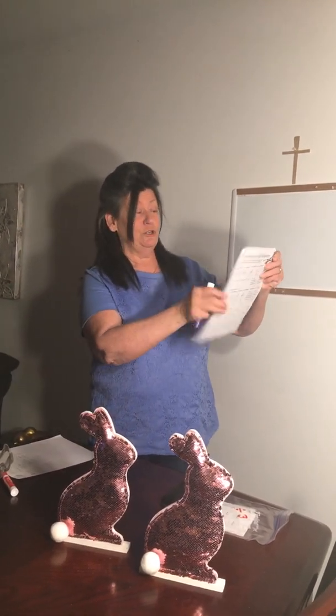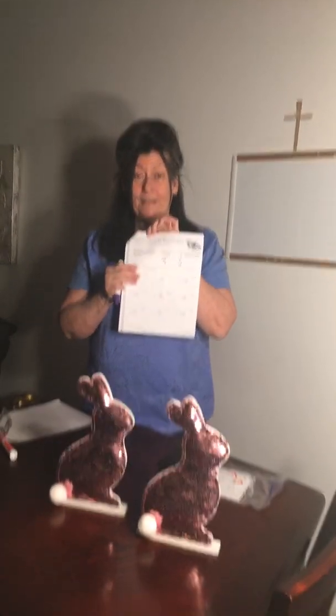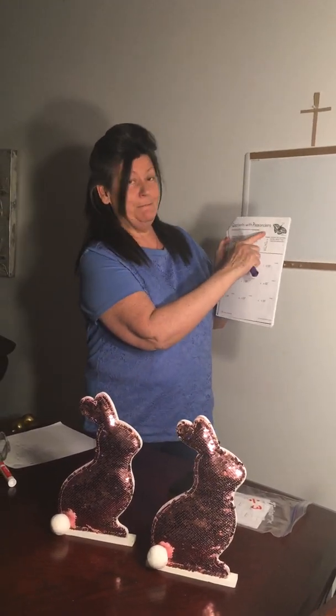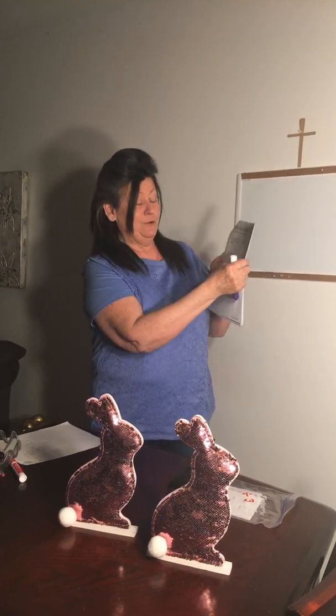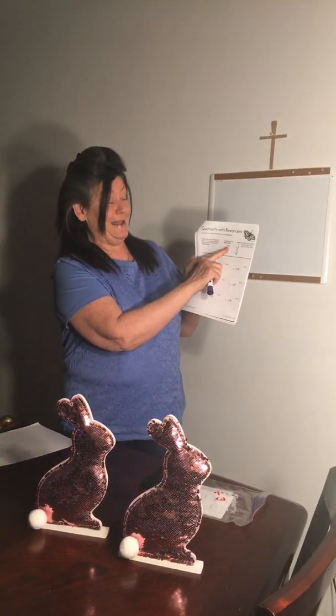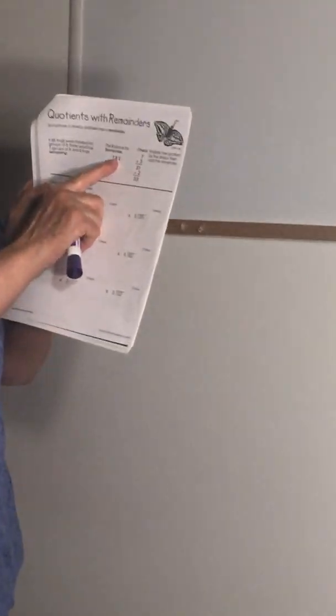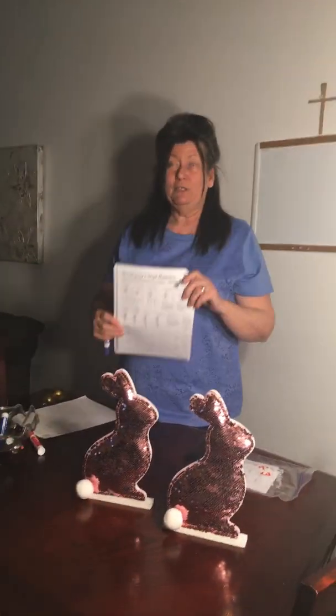This time we're doing division problems that are on your worksheet titled quotients, which is an answer. Remember, the answer to a division problem is called a quotient. Quotients with remainders. Answers with remainders. And you can see here in the example that the answer is 7 with a remainder 2. Okay? I'm just going to explain a little bit.